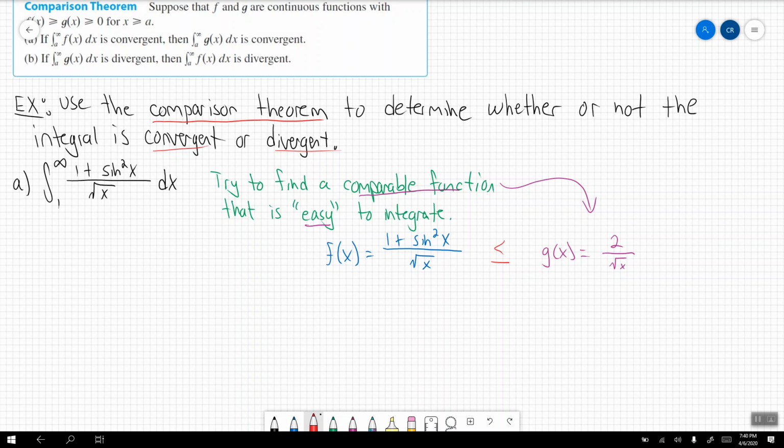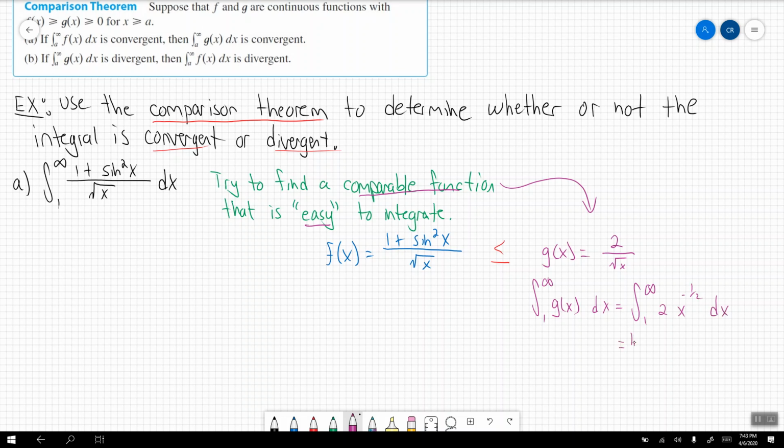All right, nice. I like this so far. So we found a function, g of x, that is larger. Great. Let's go through and see if I can integrate this, and let's see what will happen once we integrate. So I'm going to go through the integral here for g of x, from 1 to infinity, of 2 times x to the power of -1/2, dx.